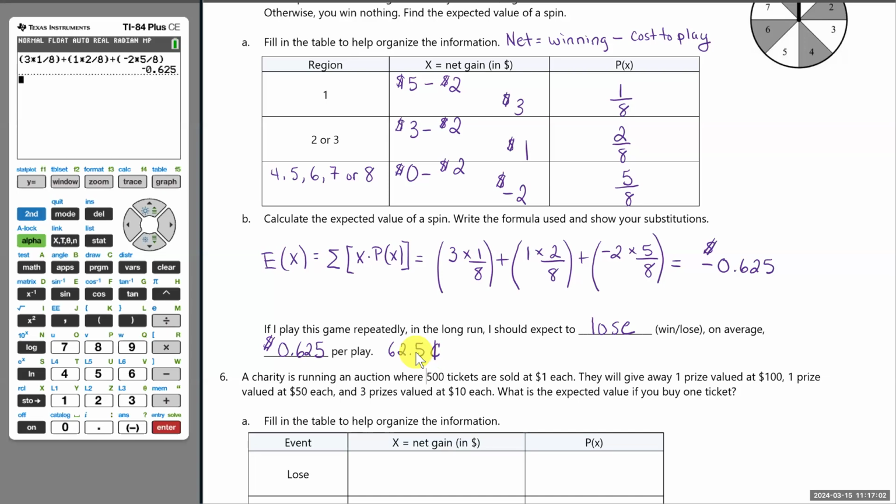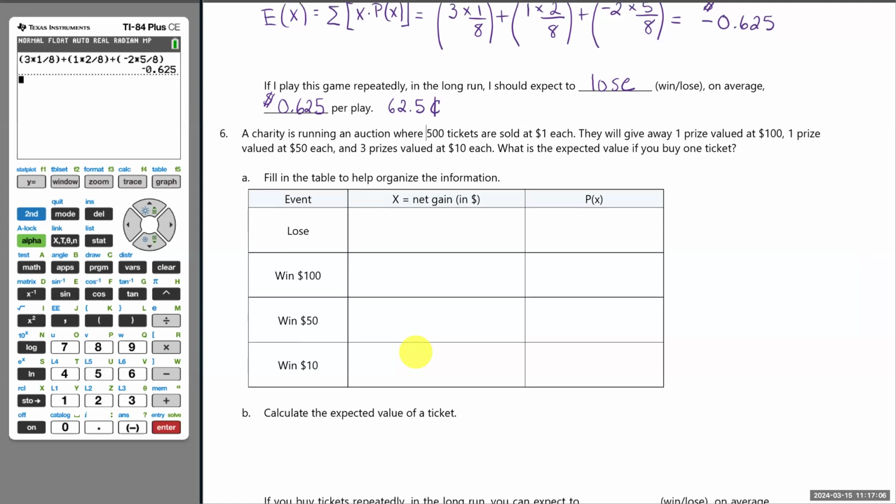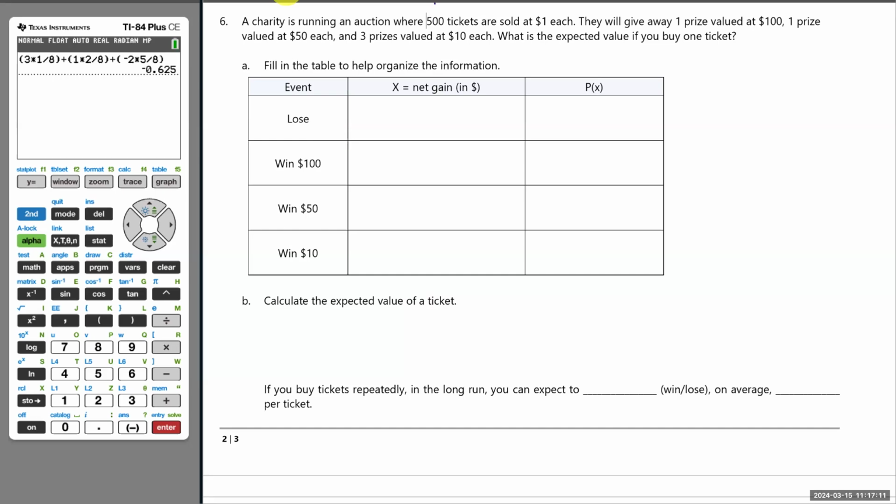All right, let's do another one similar, but this one is going to be about basically a raffle ticket. In this case, it is a charity running an auction, and they're going to sell 500 tickets at $1 each. They'll give away one prize valued at $100, one prize valued at $50, 3 prizes valued at $10. And we'd like to know the expected value if you buy a ticket.